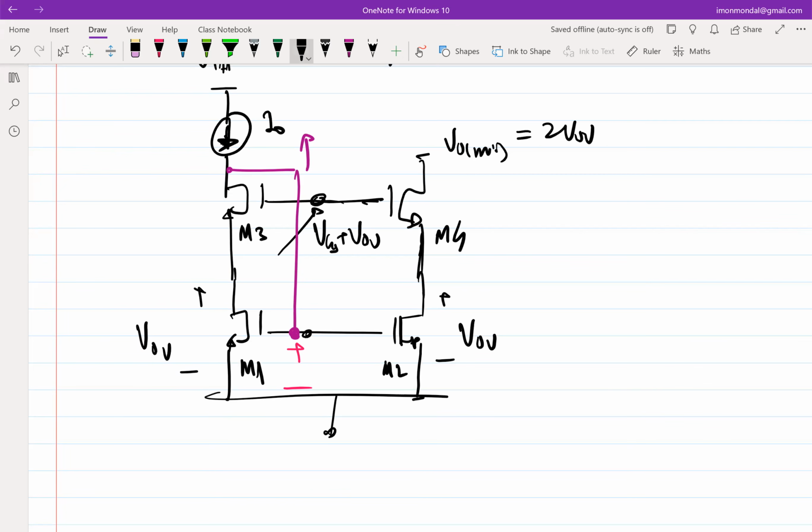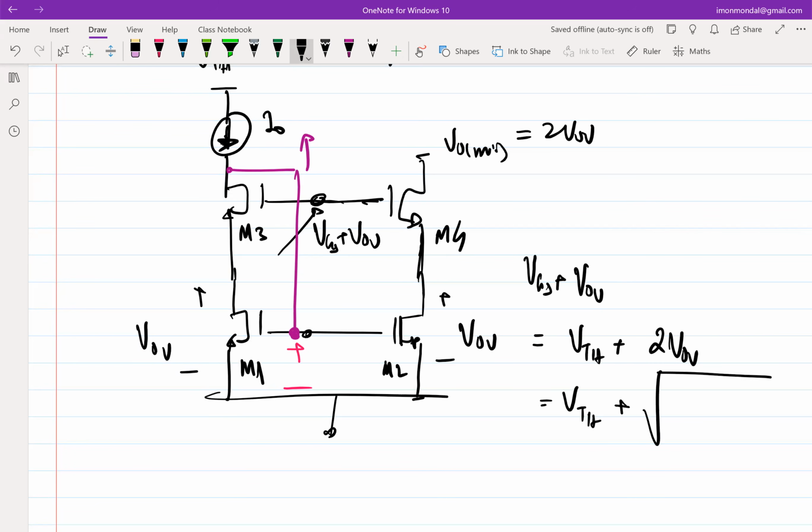So this is likely not obvious. Let me write it out. This voltage is VGS plus V overdrive. If I break it up, this effectively means threshold voltage plus 2 V overdrive. Correct? I'm assuming all transistors to be identical.